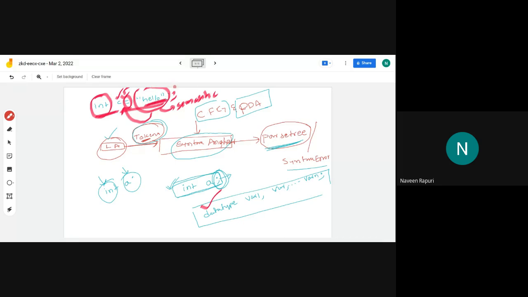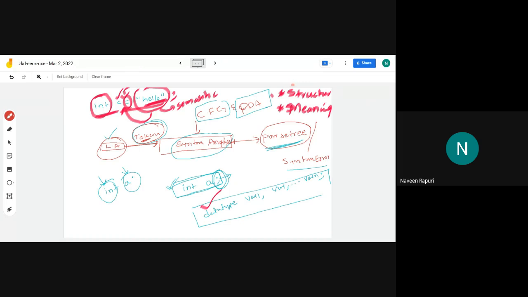So here the meaning is not fulfilled. That's why this is the semantic error. So semantic and syntax are very near, sir. Syntax means we need to check the structure, and coming to semantic, we need to check the meaning.